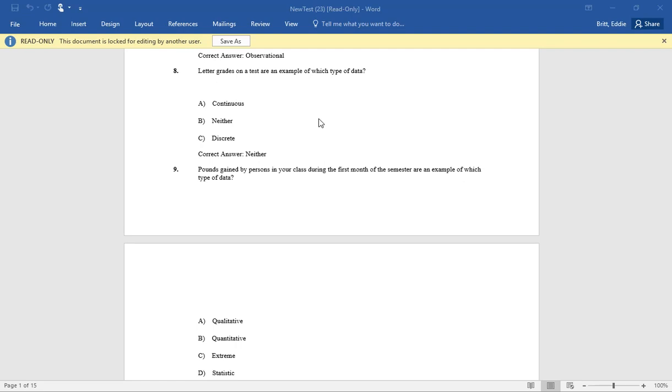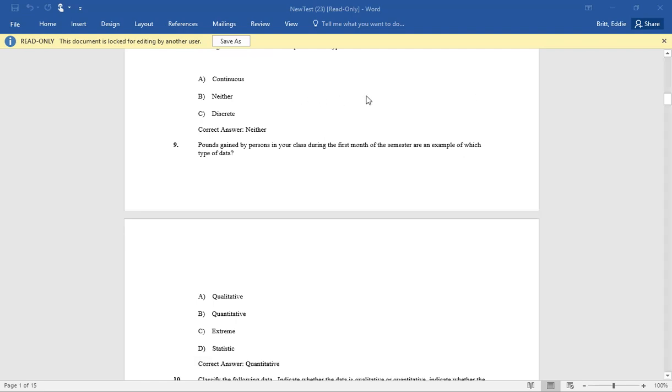If it wouldn't have said letter grades, if it just would have said grades on a test, then it could be countable, so then I would say it would be discrete. It wouldn't be continuous because there's gaps between a 94 and a 95, right? Anyway, hopefully that's not too confusing.